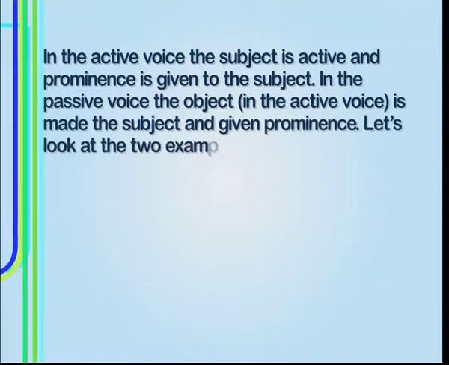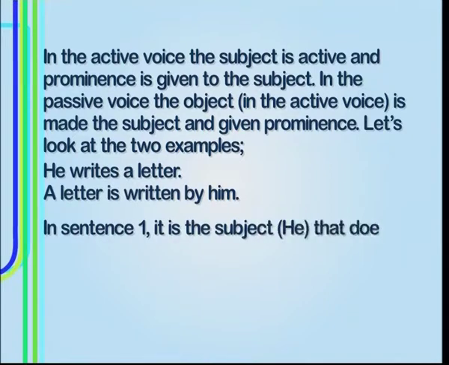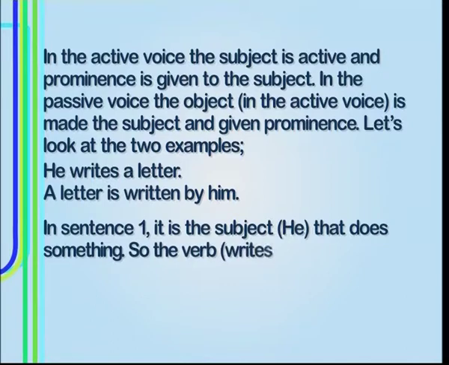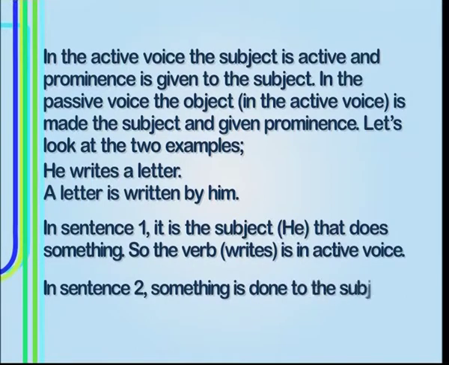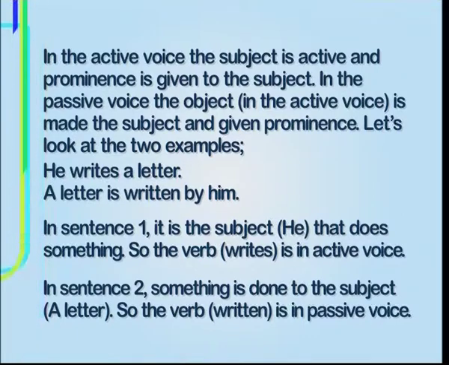Now let's look at the two examples. The first is, he writes a letter. The second is, a letter is written by him. In sentence 1, it's the subject he that does something. So the verb writes is in active voice. In sentence 2, something is done to the subject, a letter. So the verb written is in passive voice.